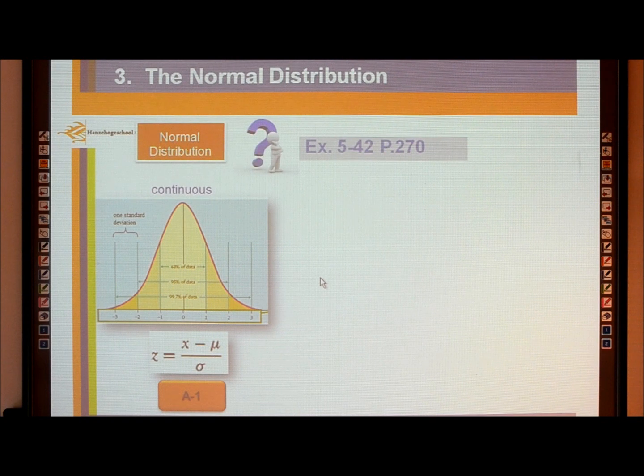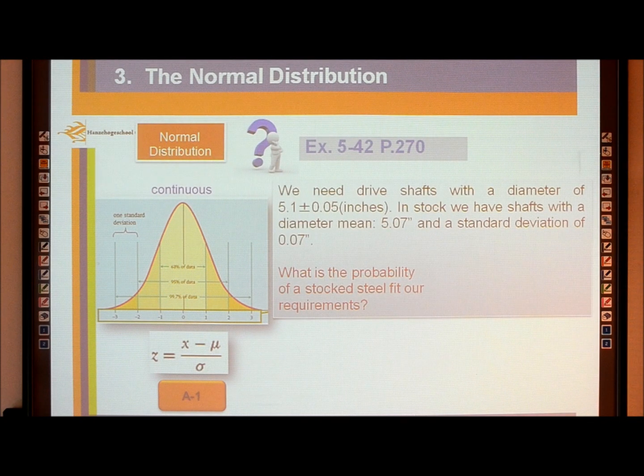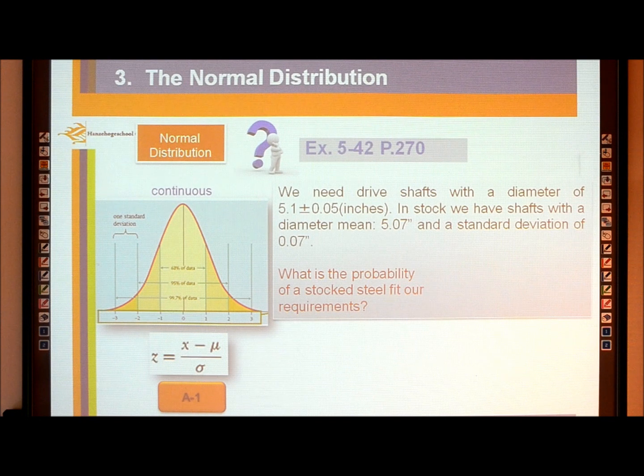Look at this question, 542 at page 270. We need drive shafts with a diameter of 5.1 plus and minus 0.05 inches. In stock, we have shafts with a diameter mean 5.07 and a standard deviation of 0.07. What is the probability of a stocked steel fit our requirements? In order to solve this question, we first need to understand what is the mean here. And the mean is 5.07, with the standard deviation 0.07.